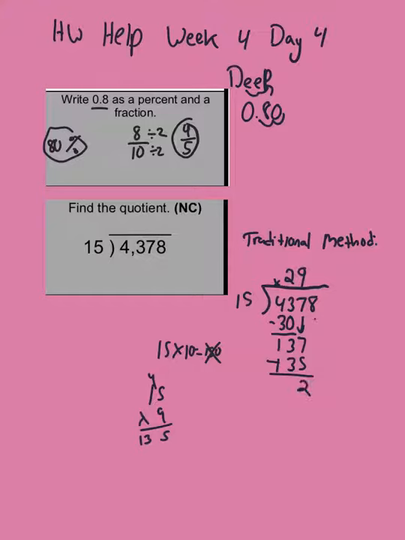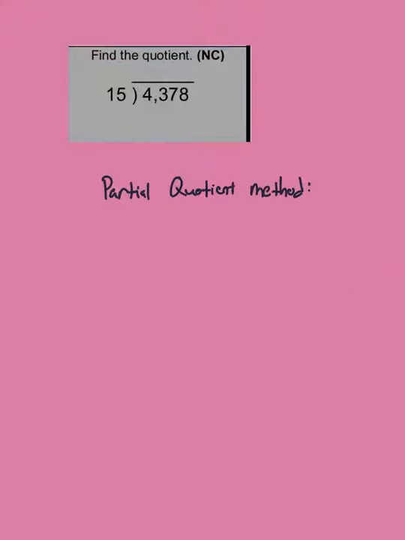Subtract 2, bring down the 8. And 15 goes into 28 once, which is 15. Subtract 3 and 1, I get remainder of 13. 291 remainder 13. Now, I'm going to go to the next page and I'm going to do a partial quotient method. So if you like that way, you're going to want to skip ahead to that. So let's go back and partial quotient method.